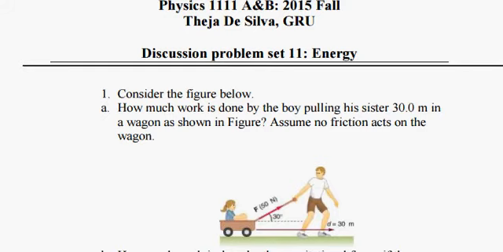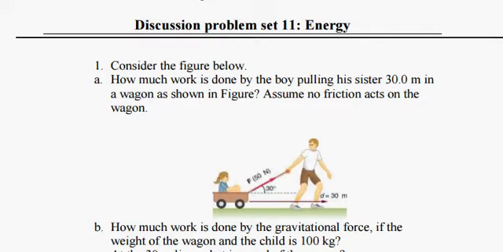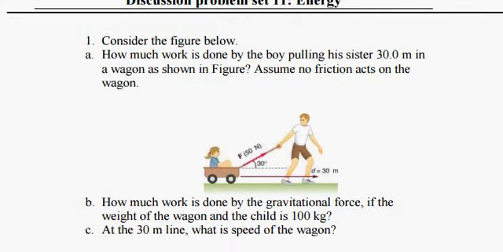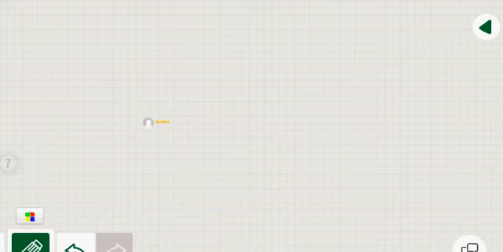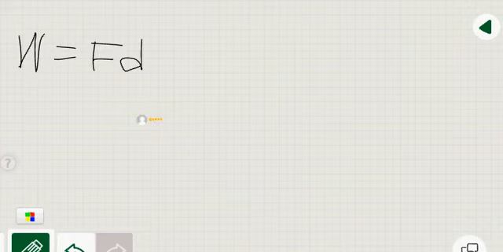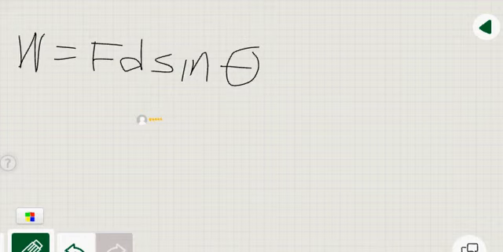Okay, number 1. Consider the figure below with the boy bullying his sister. So part A is just plug and chug. Work equals F D sine theta. And theta is 30 degrees. And everything is just given. So that's really easy. Next part, how much work is done by the gravitational force?